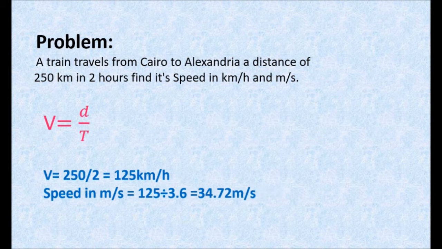Speed equals 250 divided by 2 equals 125 kilometer per hour. So the speed in meter per second will be 125 divided by 3.6. So it will equal 34.72 meter per second.